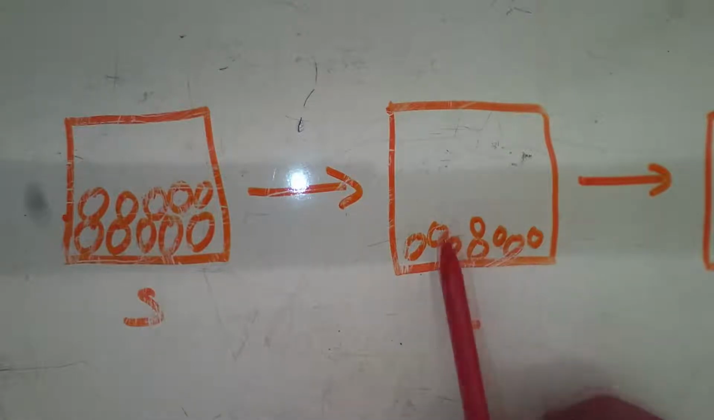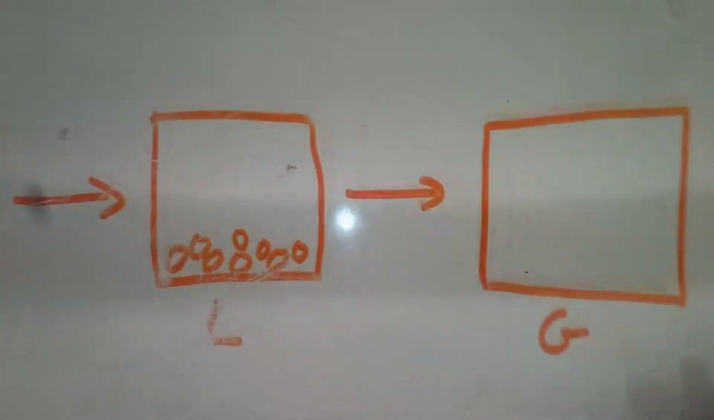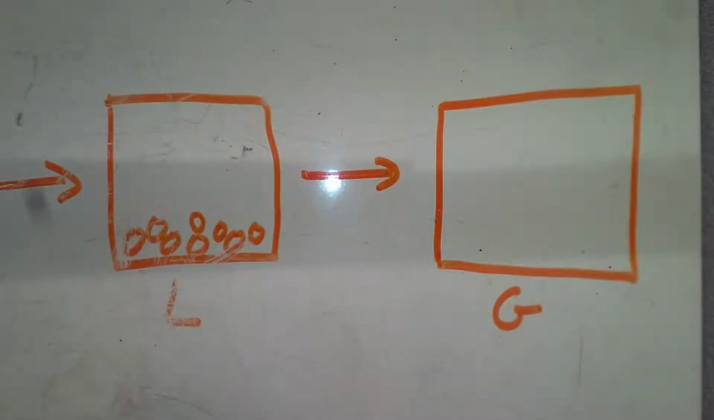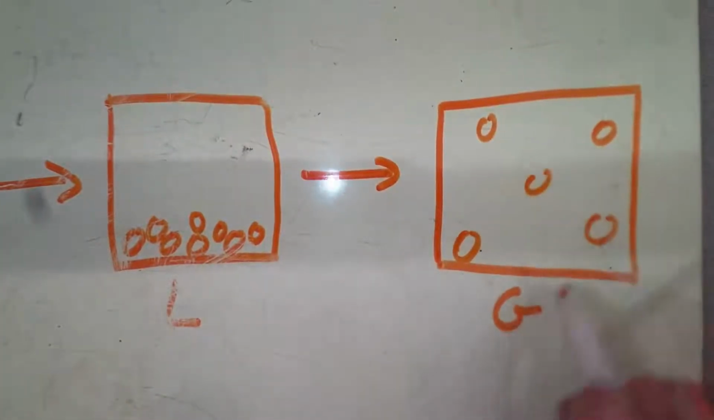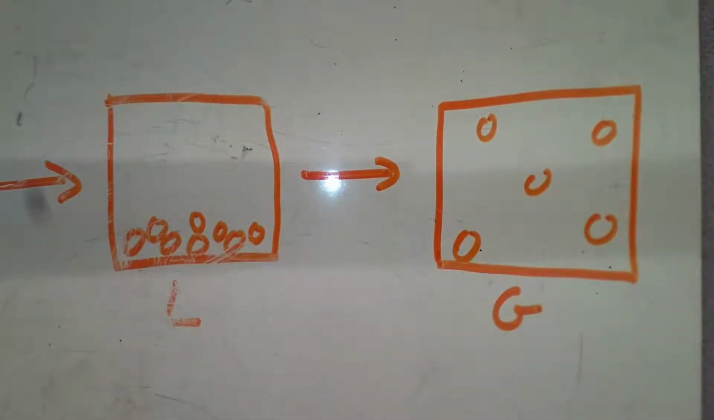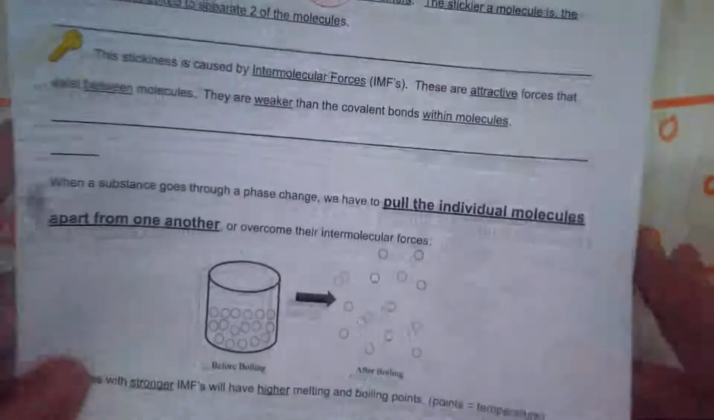And then what's happening when this becomes a gas? Well, you're just pulling them apart, really far apart, and they're becoming a gas. The particles are kind of all over the place, taking up the full size of the container. So we're pulling these molecules apart.